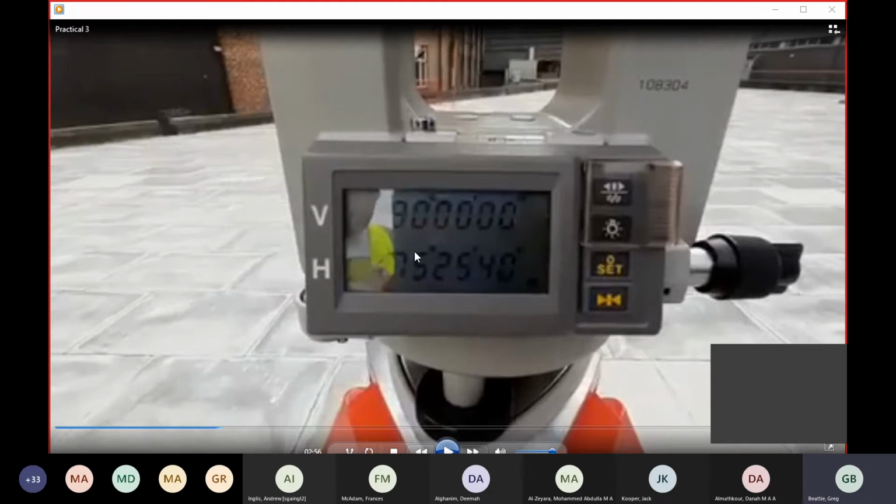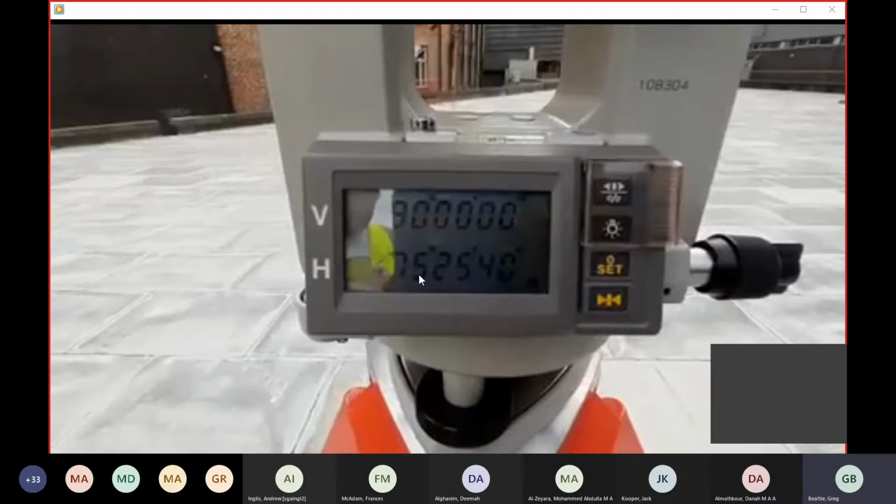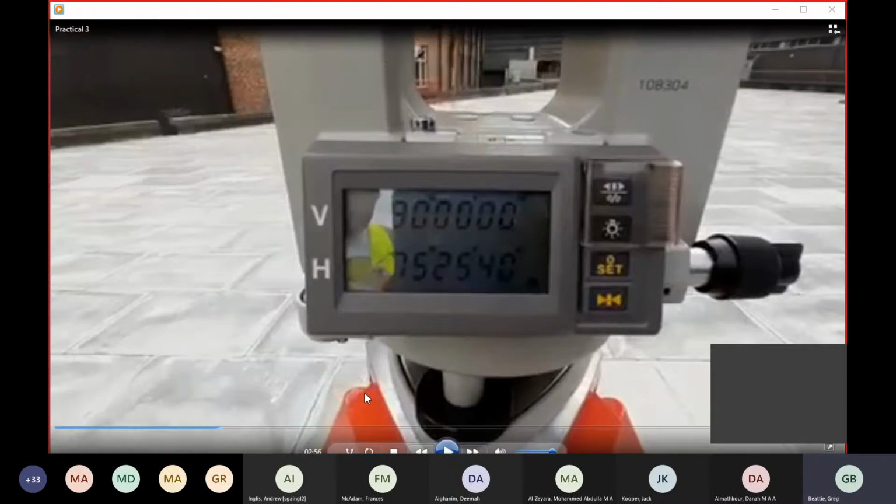So you need to manipulate the data to take into account the two readings. Okay, so the first one, 267, then it's carried on to 175. So what you need to do is take the mean reading of the two angles we've measured and then put that in to your booking in sheet that you've been given.